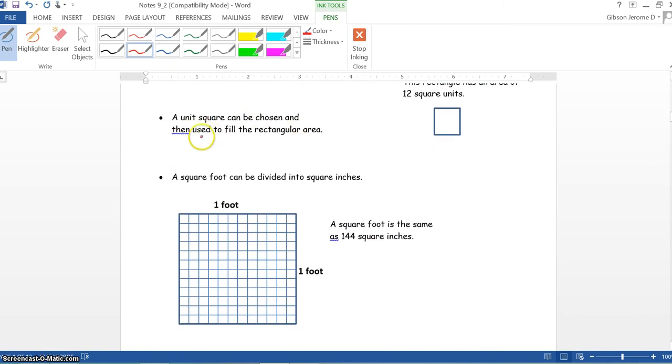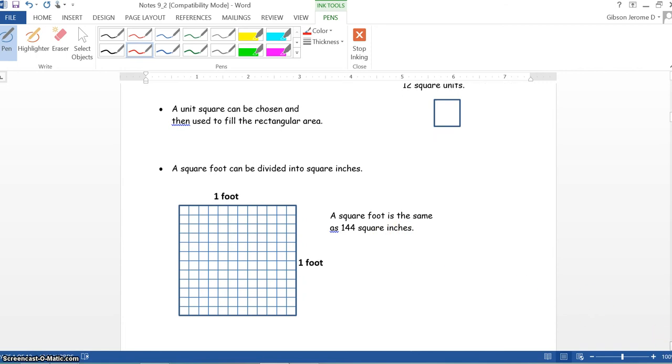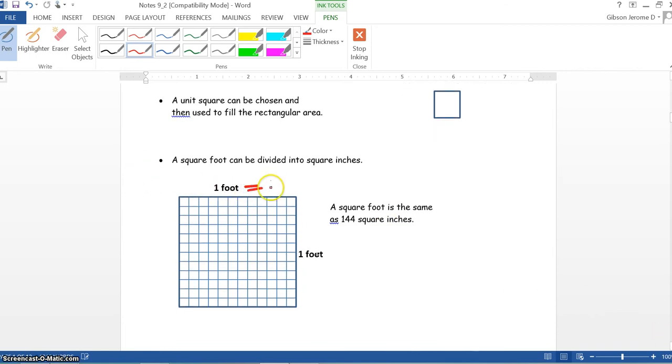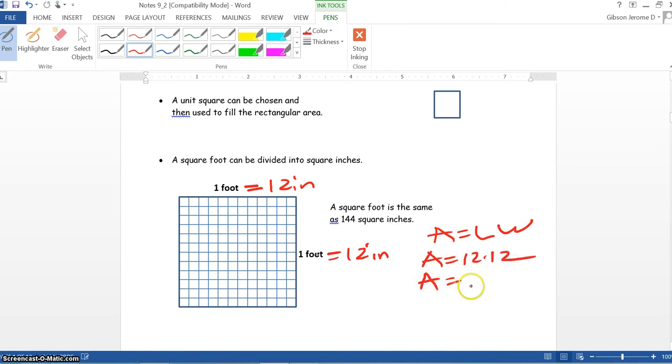A unit square can be chosen and then used to fill the rectangular area. A square foot can be divided into square inches, which we have here. A square foot is the same as 144 square inches. And just to show you that, remember, a foot is equal to 12 inches. And we know we have area, which is length times width. So the area is equal to 12 times 12, and area is equal to 144 square inches. That's how we make this statement.